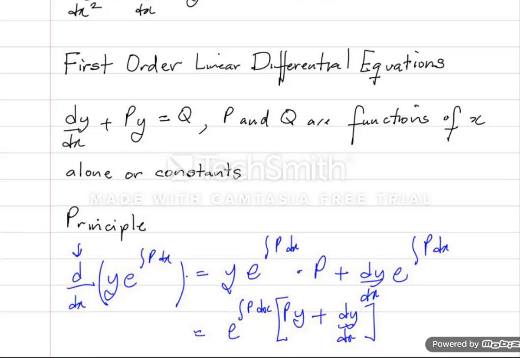And now, what is the connection? If you look here, you can probably see some form of connection. What is in the bracket? Inside the bracket is the same thing as the left hand side, which is dy by dx plus py. So that is the connection between the two. Alright, let's turn the page.